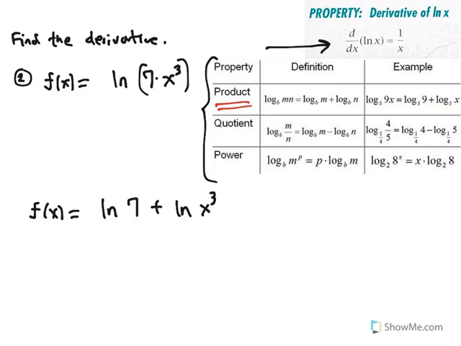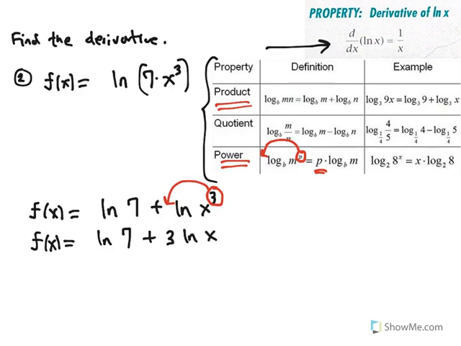The next property that we can use is the power property. When you have log base b of m to the p power, you may bring that p to the front and write p times log base b of m. So we may bring this 3 to the front, and we may write f of x is equal to natural log of 7 plus 3 times the natural log of x. Now this becomes easier for us to differentiate.